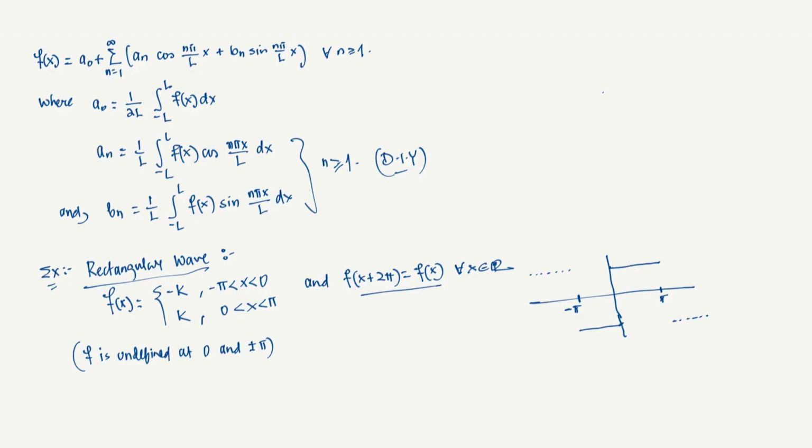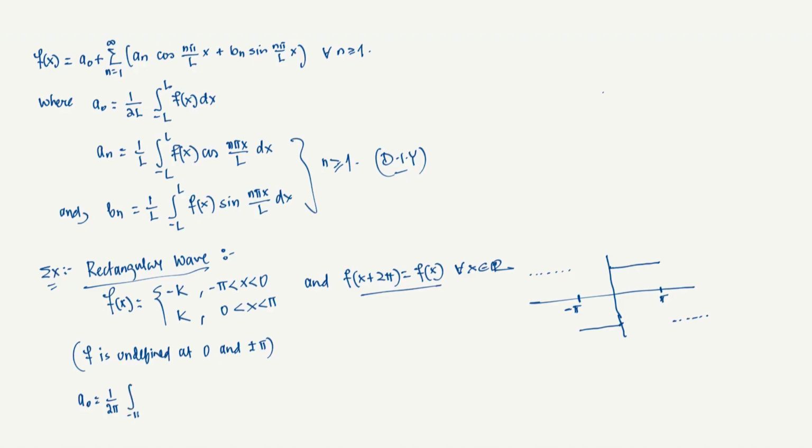It's a piecewise continuous function between minus pi and pi. 0 is the only problem here. Okay, so first of all, let's just find out what a naught is. So a naught in our case is 1 by pi, 1 by 2 pi, integral from minus pi to pi.